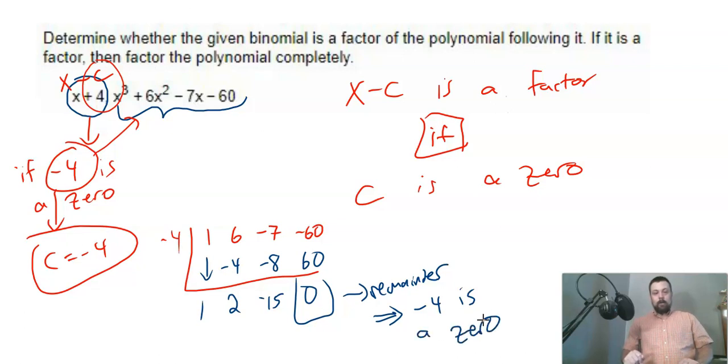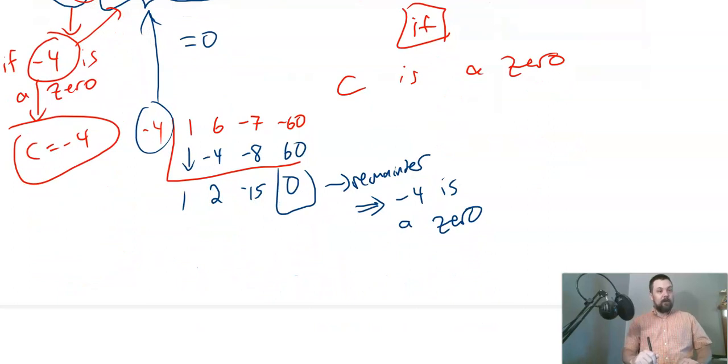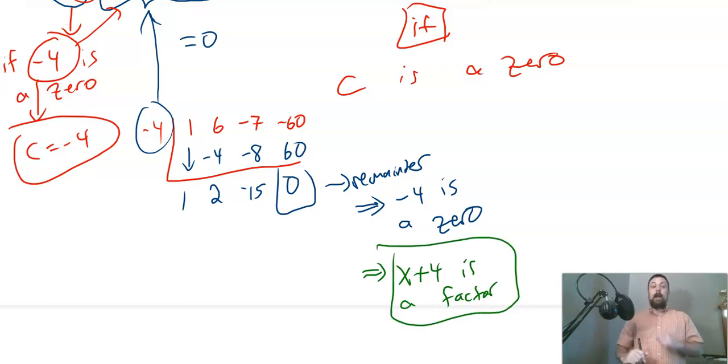Right. So if the remainder is 0, that means this number, when it's plugged into the polynomial, is going to make the polynomial equal 0. That, by definition, means negative 4 is a 0 of that polynomial. And according to the factor theorem, if negative 4 is a 0 of the polynomial, x minus that number, x minus negative 4, which is going to be x plus 4, x plus 4 is a factor.